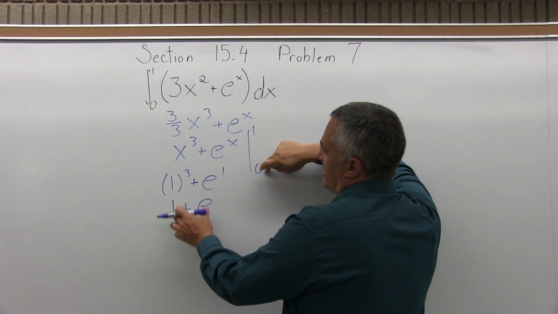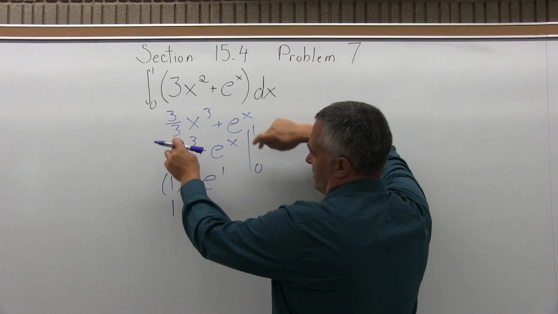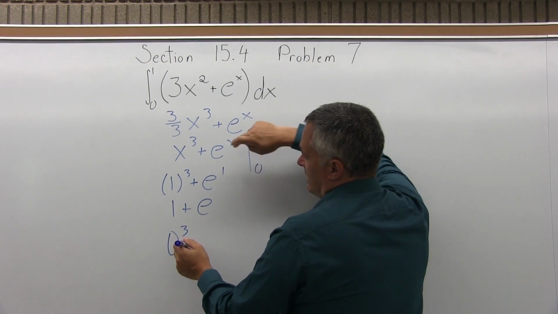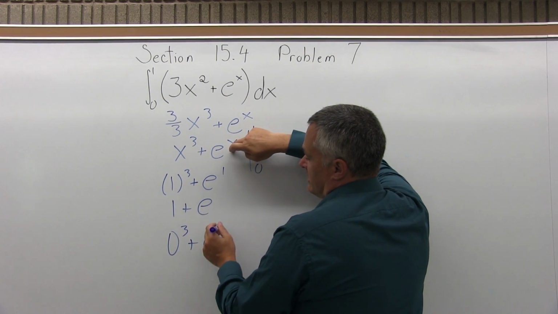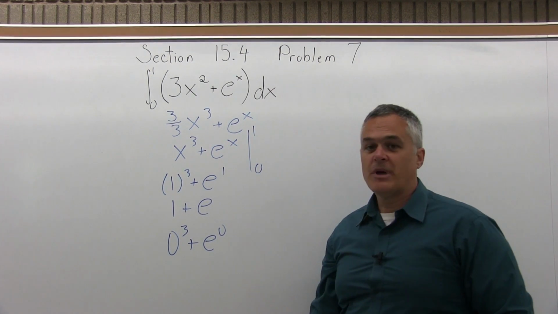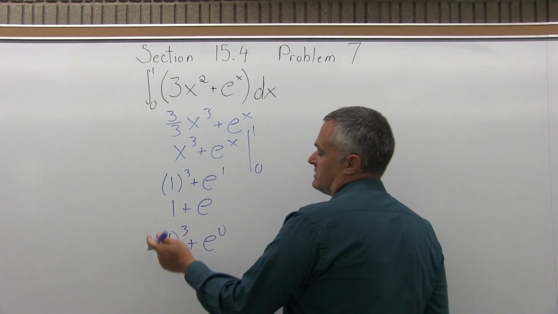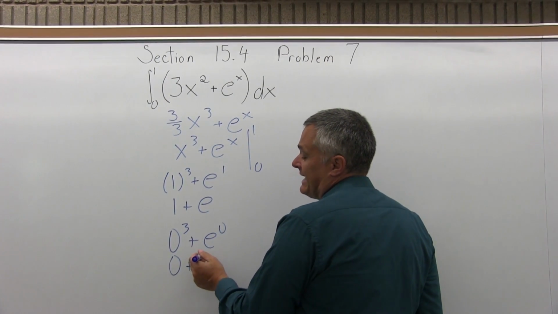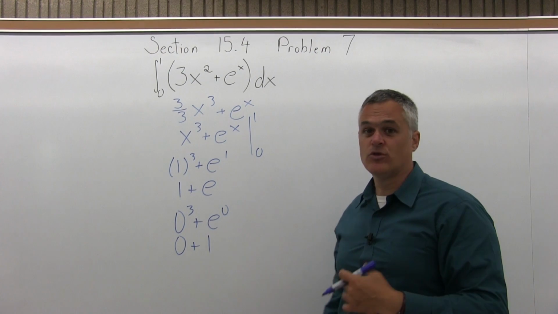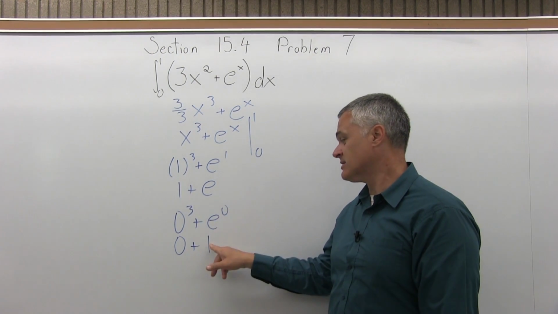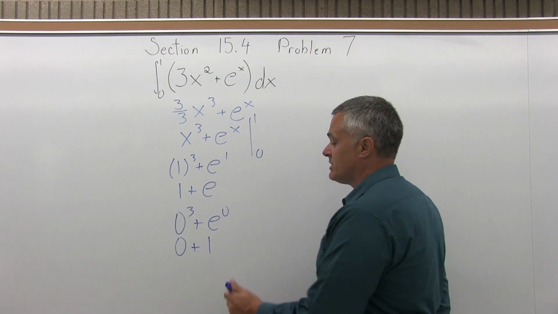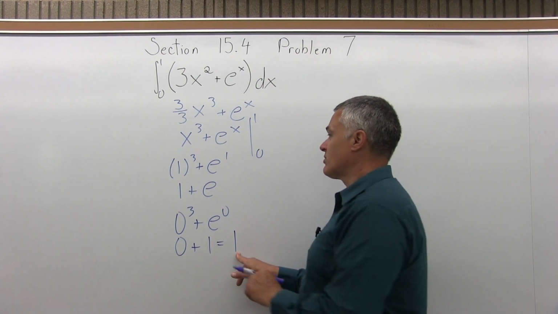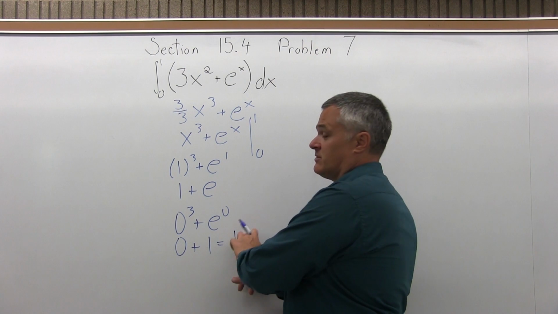Step 3, put in the lower limit in for the variable again. So the x cubed becomes a 0 cubed, and the e to the x becomes an e to the 0. And when we do the math for that, 0 cubed is 0. And e to the 0, anything to the 0 is just 1, right? You have that 2.7 natural science number raised to the 0 power, so 1. 0 plus 1 is just 1. So the answer for step 3, putting in the lower limit of integration, gives me a result of 1.